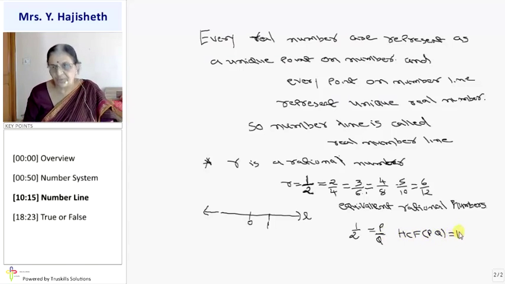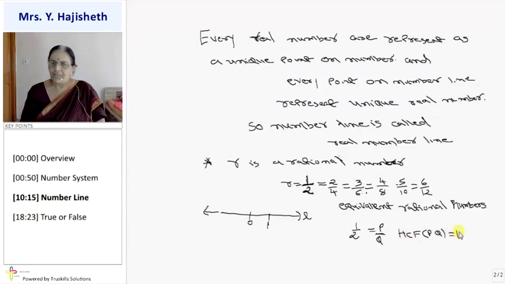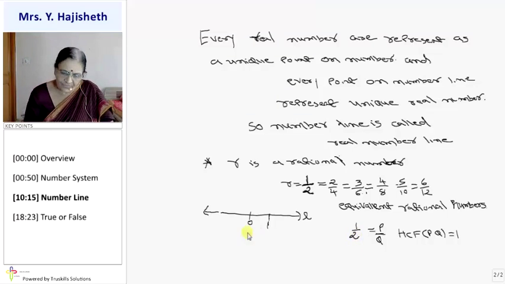And if I want to represent them on a number line, then you divide. First you find out 1 by 2 lies between what? 0 to 1. So between 0 to 1, it is divided into two equal parts, and out of two parts, one part is 1/2. So this is 1/2. Suppose you want to represent 3 by 2.